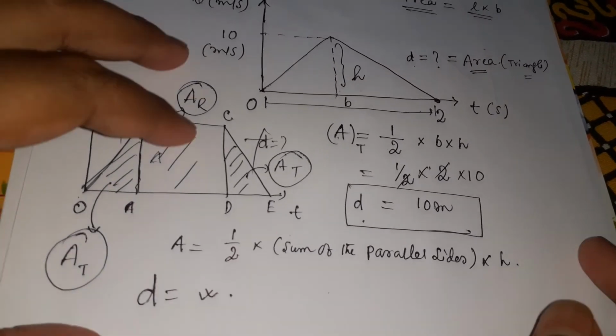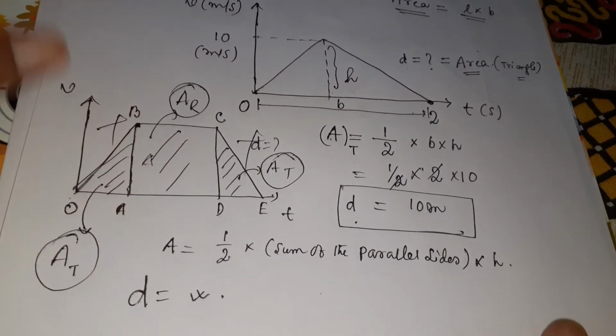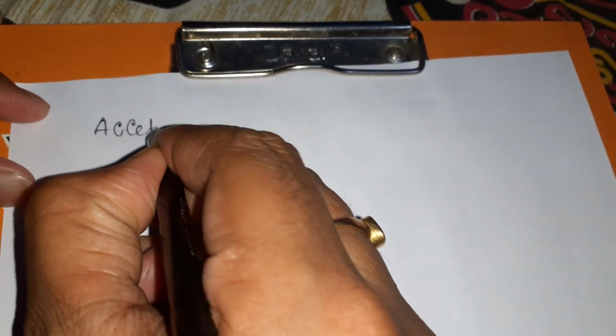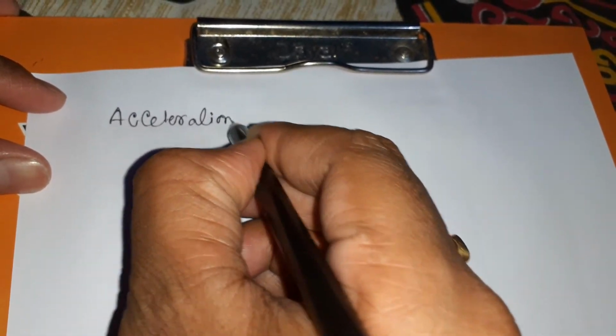Second thing is that from this type of diagram, can you get any more information, can you calculate anything more? Definitely we can calculate the acceleration of a body. Acceleration we can also calculate from a velocity-time graph.